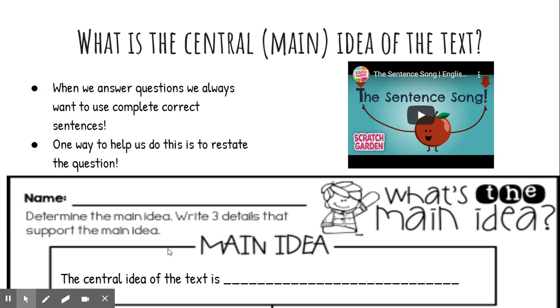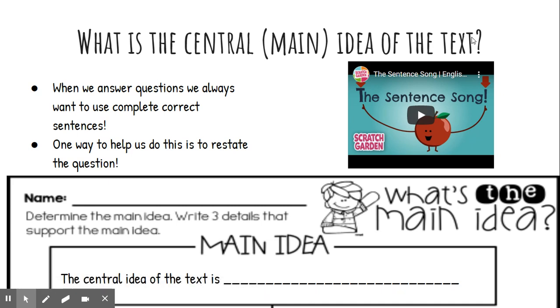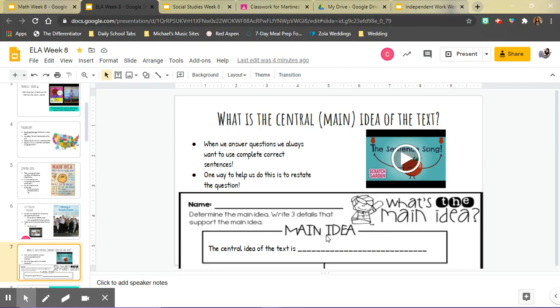So, when we answer questions, we always want to use a complete correct sentence. Our question is, what is the central or main idea of the text? One way that helps us to use complete correct sentences is to restate the question. So when I'm answering this question up here, I can start my sentence by saying, the central idea of the text is, and then I fill in this part right here.